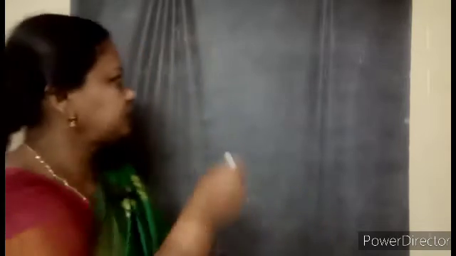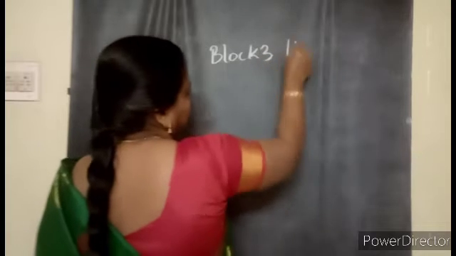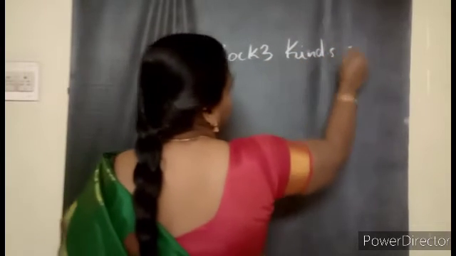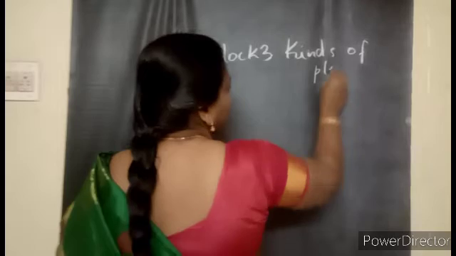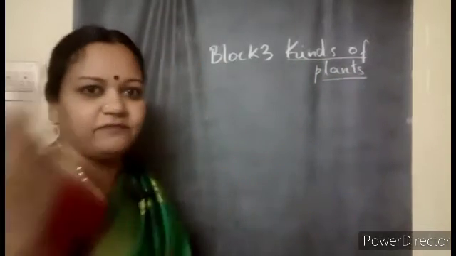Already you got the links, you might have seen them all, so it is going to be a revision of the topic you have already learned. So today we'll start Block 3, kinds of plants. Yes, kinds of plants. You all know how useful plants are, and we know that we can find plants everywhere.